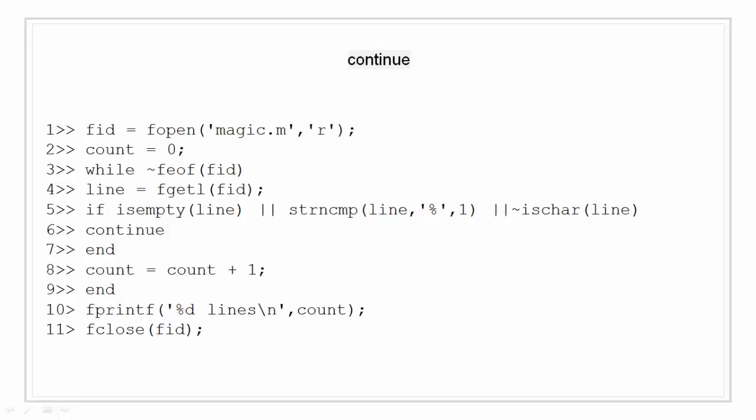If the line is empty, we continue and we do not increment the count. So whenever an empty line is faced, the count equals count plus 1 statement never executes. So whenever the if condition is true, the count equals count plus 1 never executes. This is how a continue statement works.